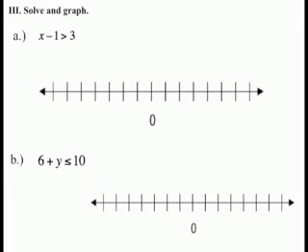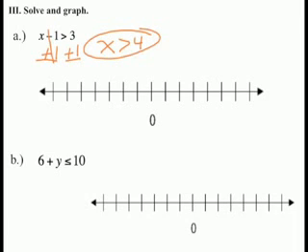So for the next part here, we have to solve and graph. For A, we have x minus 1 is greater than 3. So we must add 1 to both sides. We get x is greater than 4.